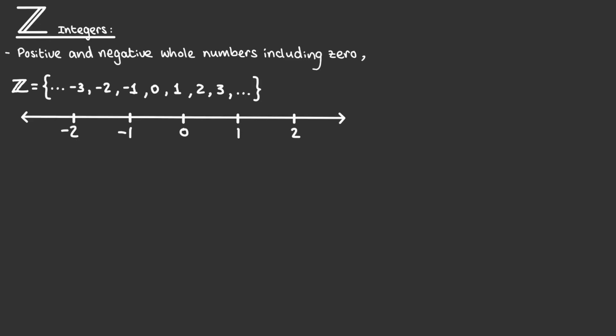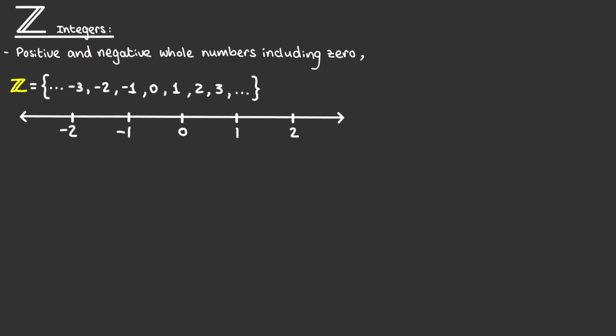In the previous episode, we took a look at the set of natural numbers, which is a set of all positive whole numbers which are greater than 0. In this video, we're going to take a look at the set of integers. The set of integers contains all of the positive and negative whole numbers, including 0. The set of integers is denoted by the letter Z.